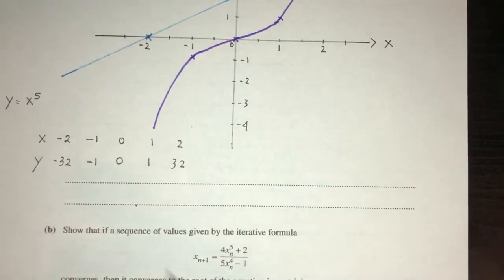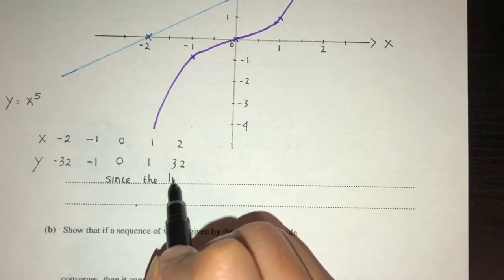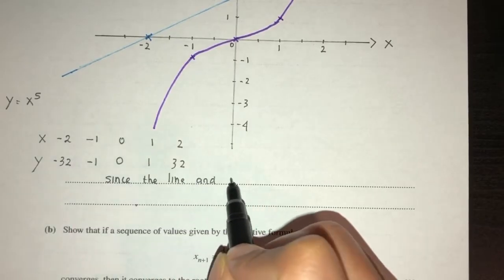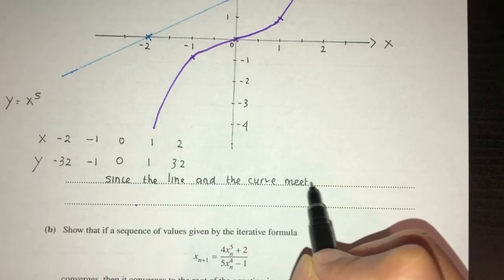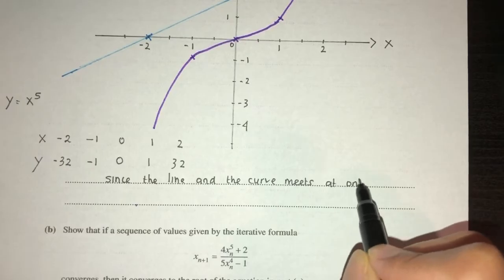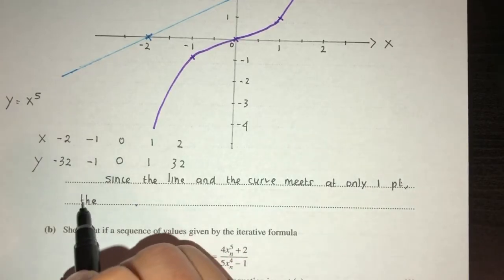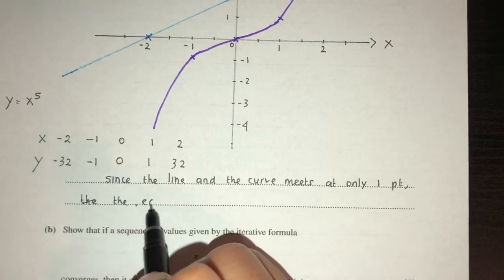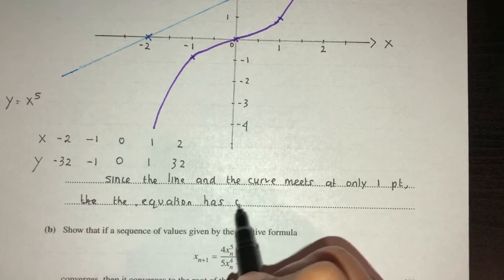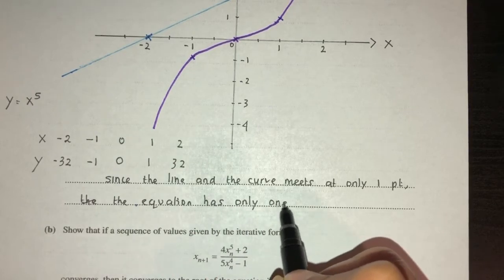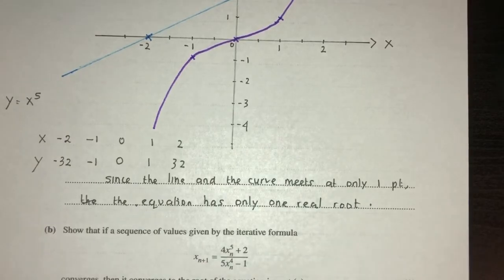So write down: since the line and the curve meet at only one point, the equation has only one real root. Okay, that is your answer for part A.